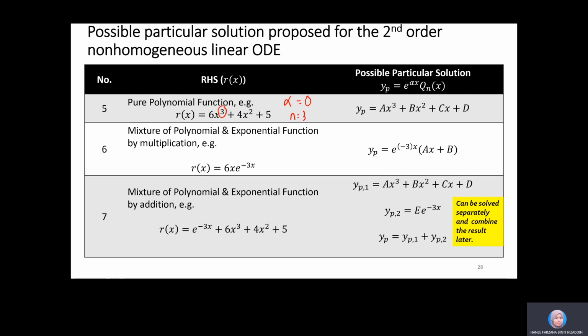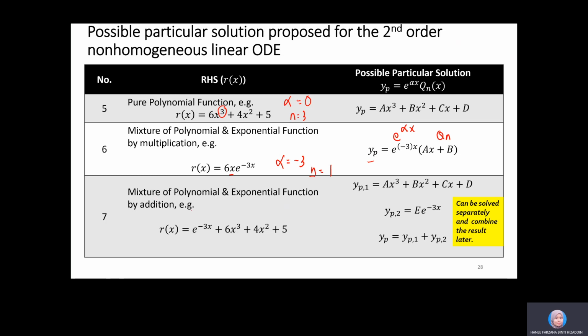Number 6, if you have a mixture of polynomial and exponential function by multiplication, in this case your alpha is equal to -3 and your n is 1, to the order of 1. So here your yp is e^(alpha x) times Qn. So your Qn polynomial is to the degree of 1. So that's why you need to propose ax plus b as the Qn for the yp.